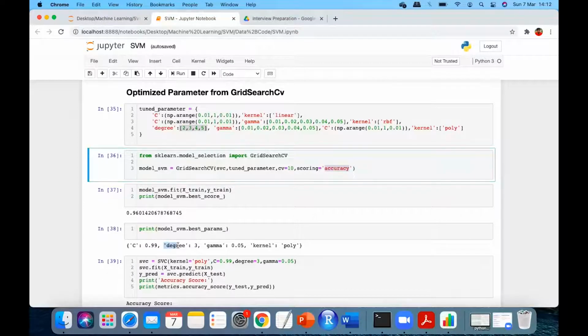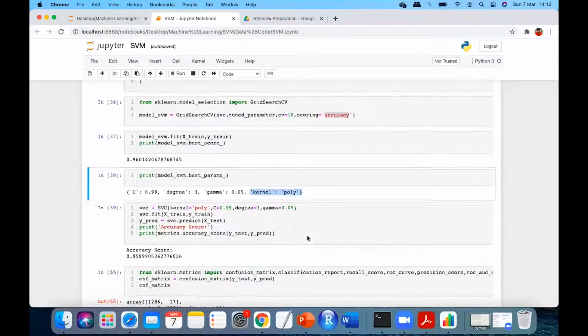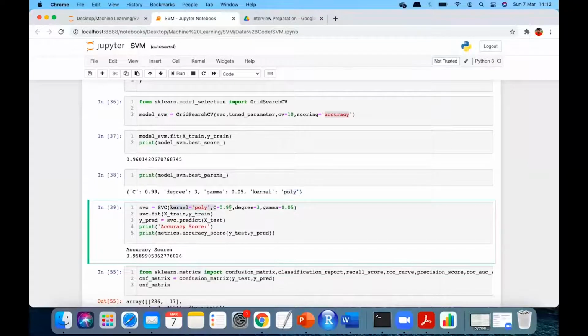And obviously, if degree has come, then which kernel has performed best? Polynomial. And then what will you do? Once you have got all the hyperparameters which performed best, you will pass them as they are in SVC, and you will see the accuracy has decreased a bit, only by a small margin.